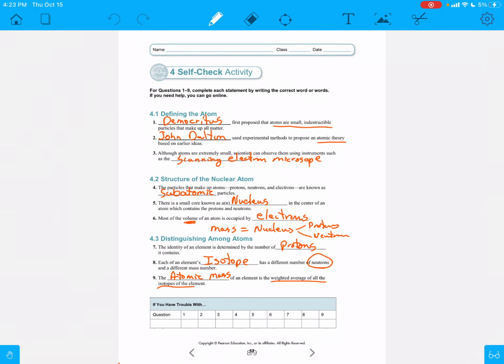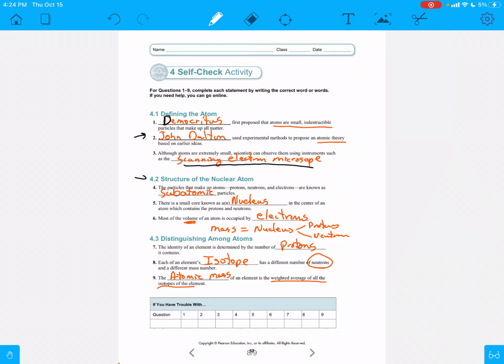Defining the atom. This is basically 4-1 review up here. So that's what we're looking at right now. We're just reviewing. So who came up with this idea that atoms are small indestructible particles? That was Democritus, okay? And then the next one, who used experimental methods to propose an atomic theory? That would be John Dalton, of course. And then finally, what is the name of the microscope that we use to actually try to look at atoms? We use the scanning electron microscope.